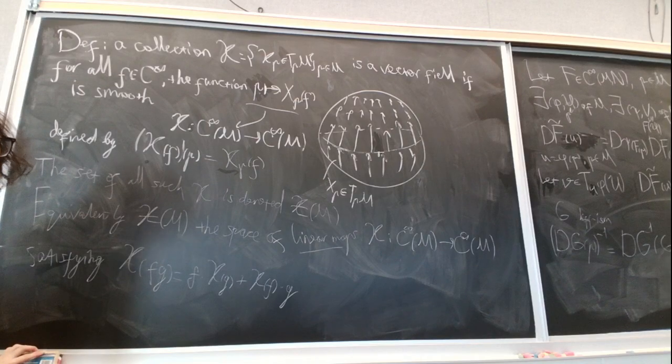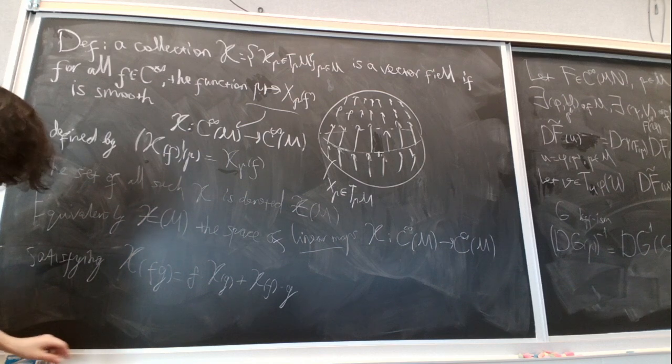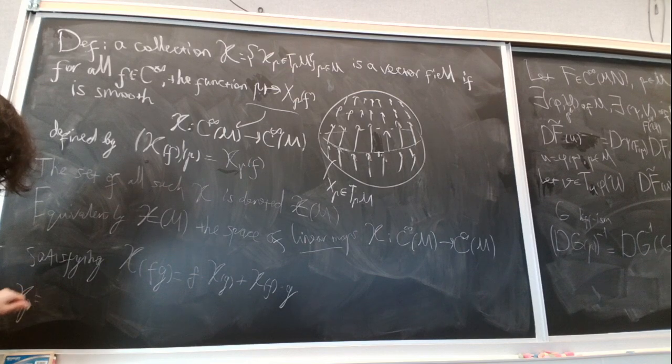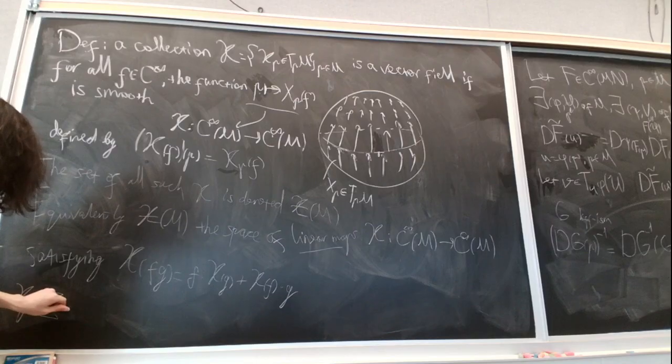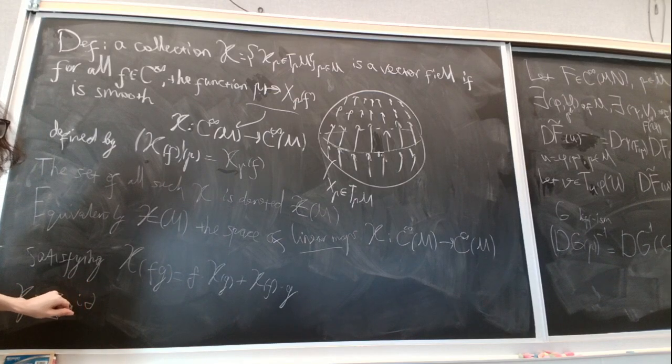Let's see. So maybe make a brief comment as to how they look in coordinates. Just write down the equation. So again, recall that we have X of p is equal to some set of coefficients a_i. Okay.